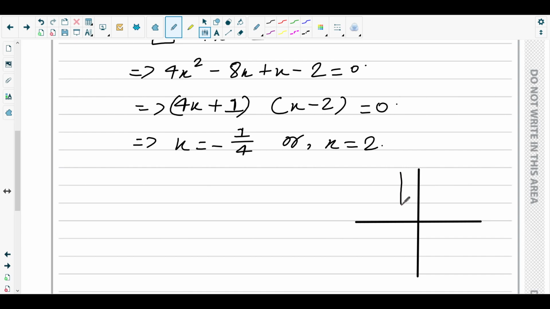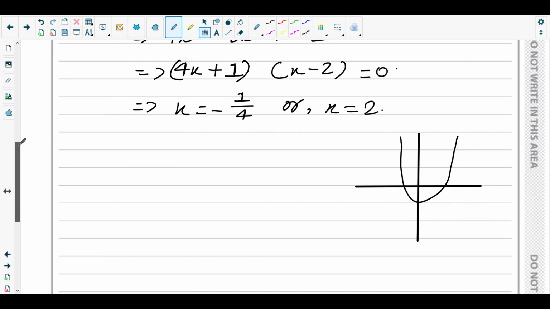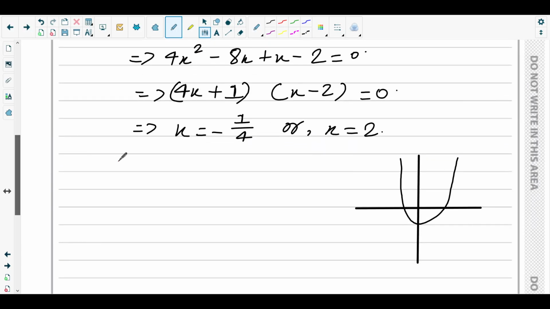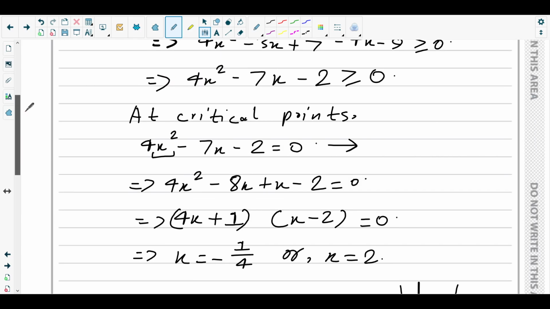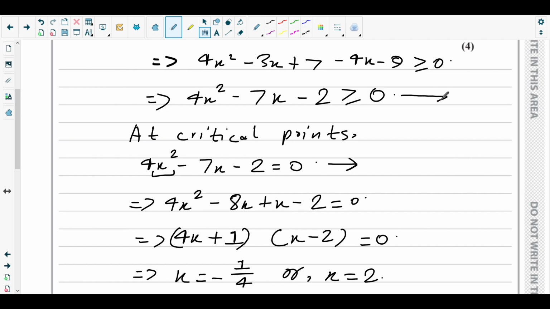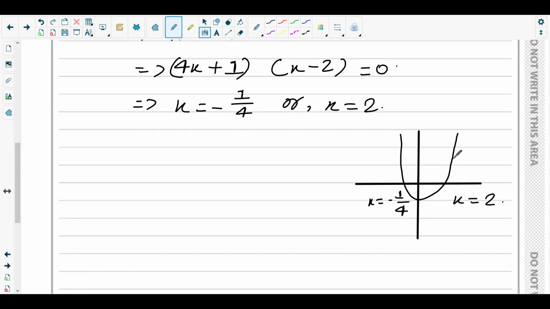So it will be like this. It's just a sketch, so it does not need to be perfect. This is x = −1/4, and this is x = 2. Now consider the simplified inequality: 4x² − 7x − 2 ≥ 0. That means we need to consider the values of x such that the quadratic curve that we have sketched will be above the x-axis.